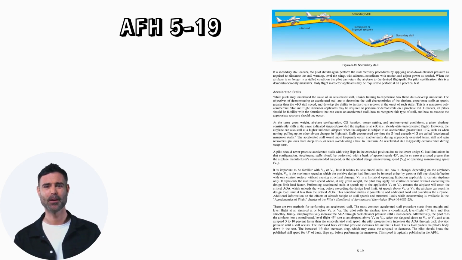The increased back elevator pressure increases lift and the G load. The G load pushes the pilot's body down in the seat. The increased lift also increases drag, which may cause the airspeed to decrease. The pilot should know the published stall speed for 45 degrees of bank, flaps up, before performing the maneuver. This speed is typically published in the AFM.